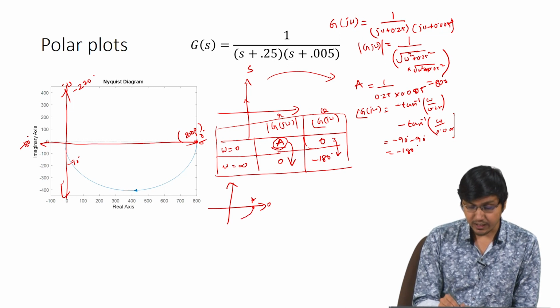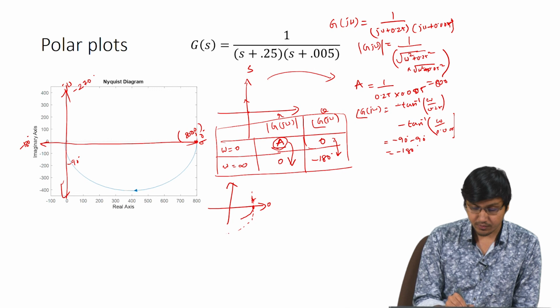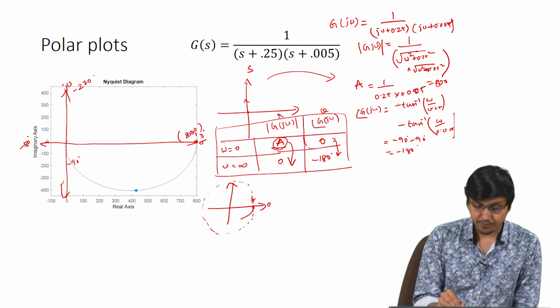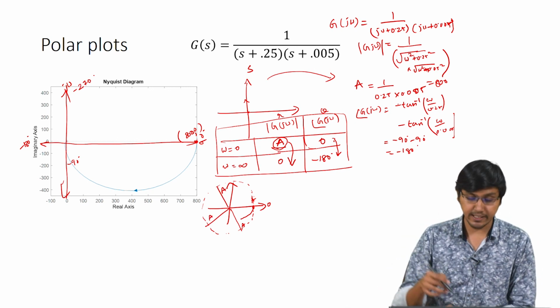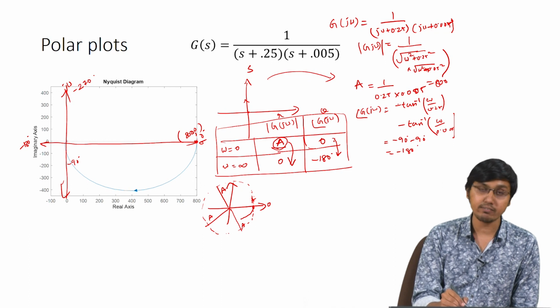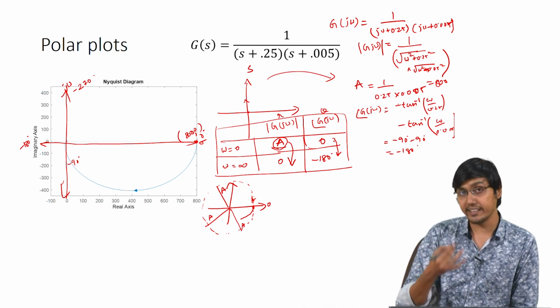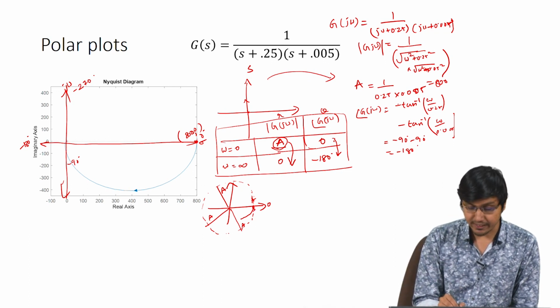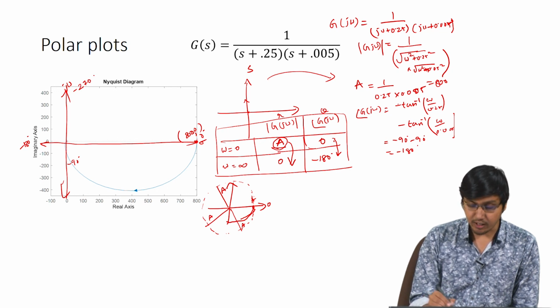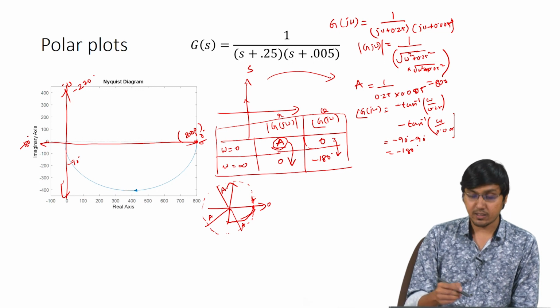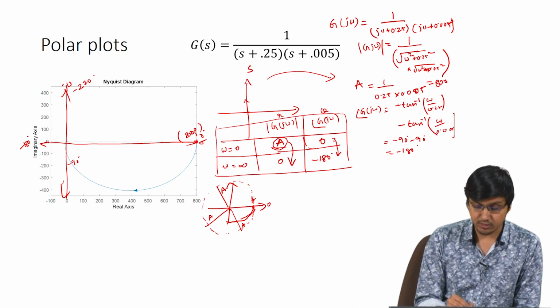So if you can draw a circle like this, everywhere the circle is of the same radius, right. But as omega increases, at omega equal to infinity it is 0. So when omega increases, this should decrease. So this decreases, and the angle is also changing from 0 to minus 180 degrees. So this is minus 180 degrees.